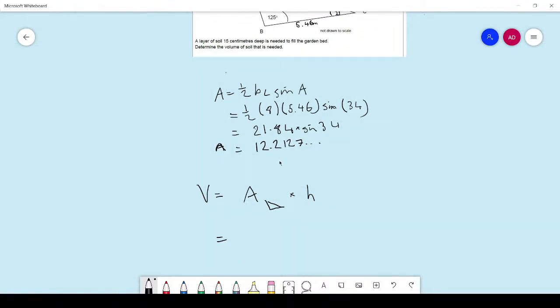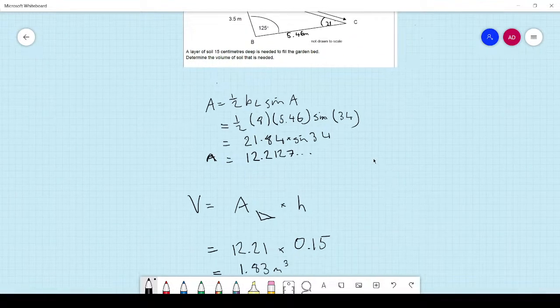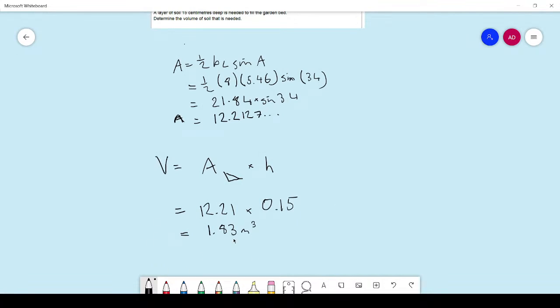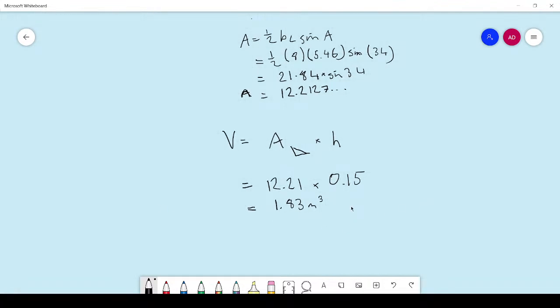So the area of the cross section was this here, 12.21, times the height of 15 centimeters, which is 0.15 meters. But I'm not actually going to write meters. And then we will use our calculator. So I'm going to use that full response that I got earlier to make sure it's accurate. Times 0.15, volume is 1.83 meters cubed. So that should be the volume of soil that is needed. So in an exam, volume of soil needed equals 1.83 meters cubed. Should be sufficient for that question.